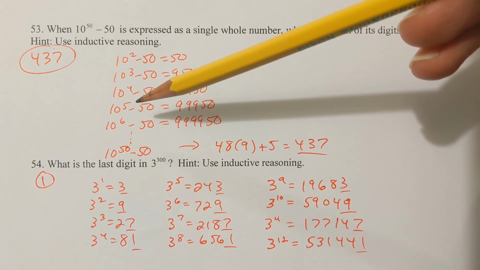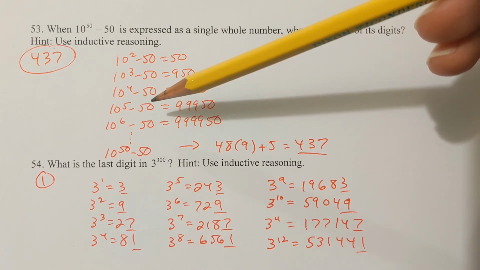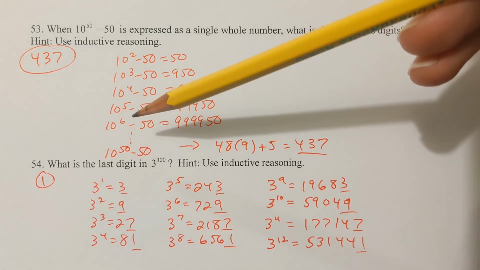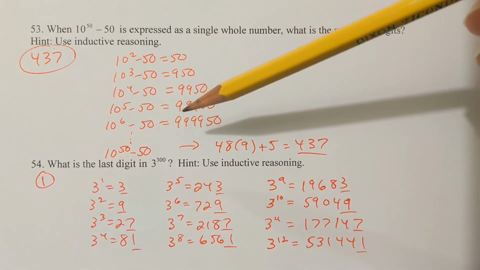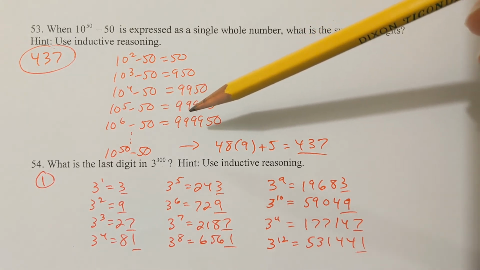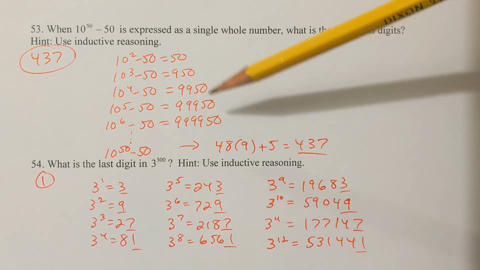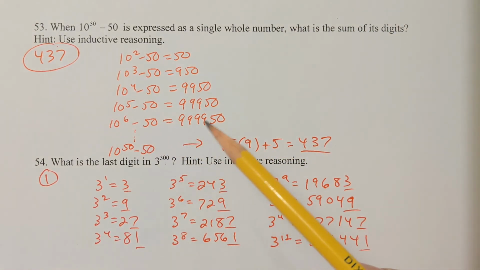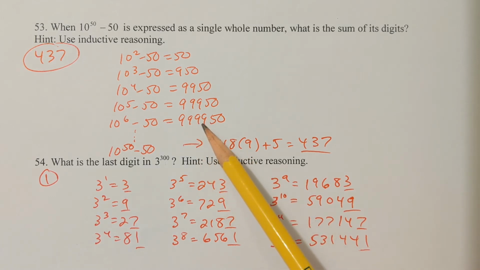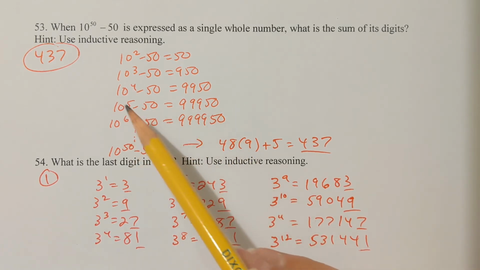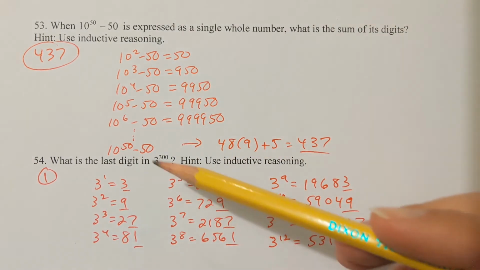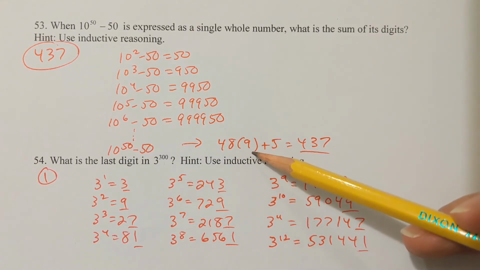10 to the 5th is 100,000. Minus 50 gives me 99,950. 10 to the 6th would be a million, 1 and 6 zeros. Minus 50 gives me 999,950. Okay, so it looks like from the pattern here, whatever the exponent is, you're going to have two fewer 9s. So I've got 4 9s with an exponent of 6, 3 9s with an exponent of 5, 2 9s with an exponent of 4, 1 with an exponent of 3. So if I have an exponent of 50, I should have 48 9s.